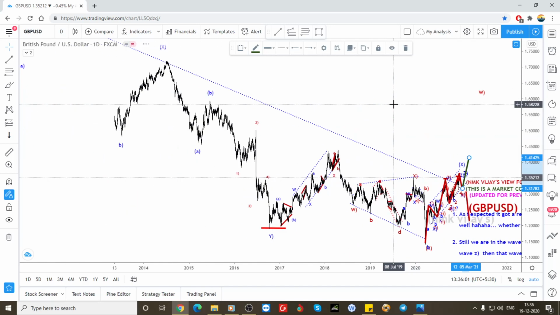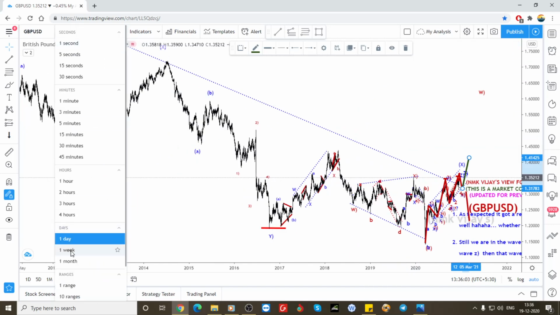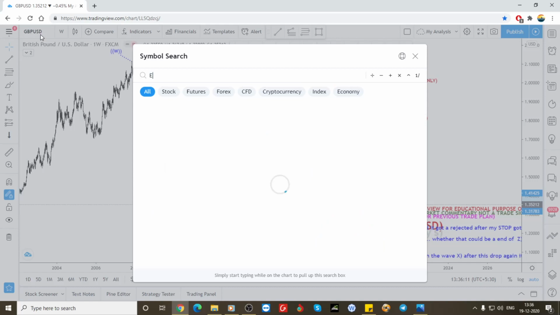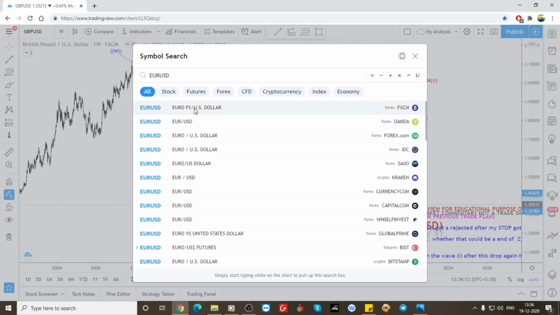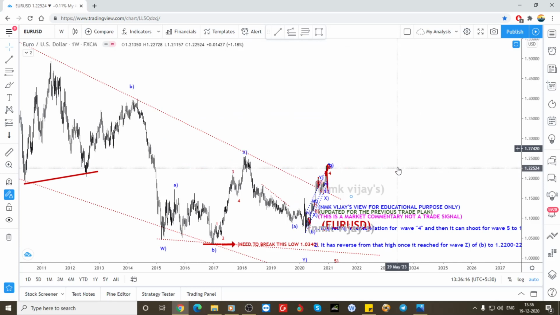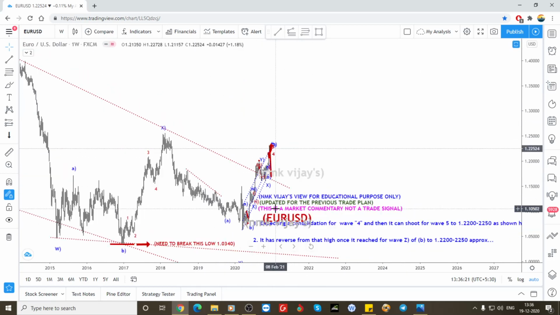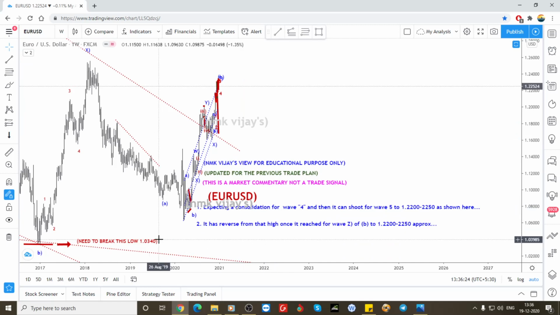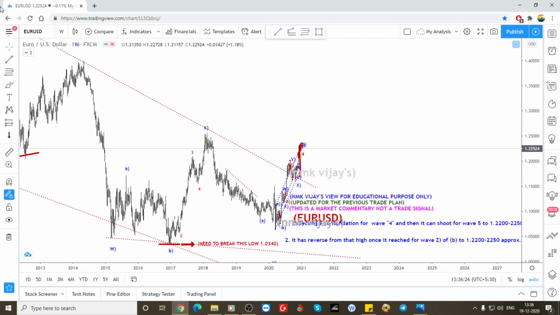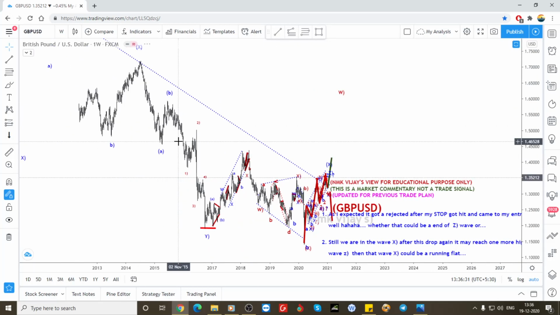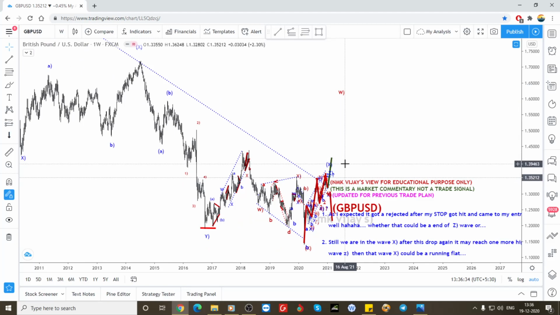So in that case, this trend line channel is broken. This trend line is broken. The same thing in Euro USD also, the trend line was broken here, but still I'm expecting it has to break this 1.0340. So like that in GBP USD also, if it breaks, again it can go up to 1.4 also, and again it may drop.